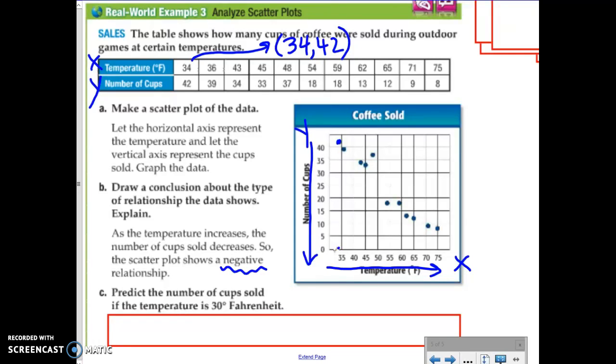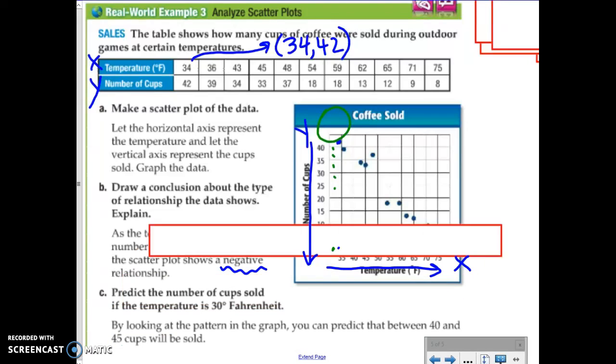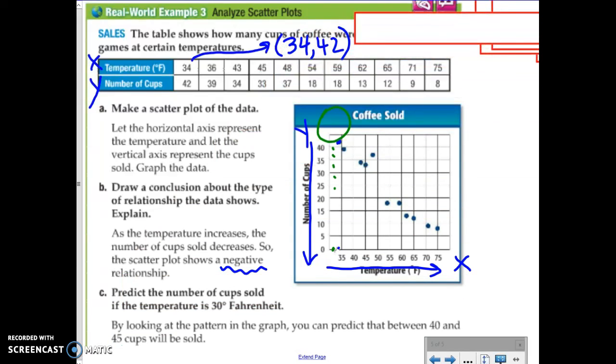And then part C says, predict the number of cups sold if the temperature is 30 degrees Fahrenheit. Well, let's see. If I come over here to about 30 degrees Fahrenheit, and I can make my way up here, I know that somewhere up here is where that correlation is going to be, or that the number of cups sold is going to be in correlation with that temperature. So I can guess that by looking at the pattern in the graph, you can predict that between 40 and 45 cups will be sold, okay?